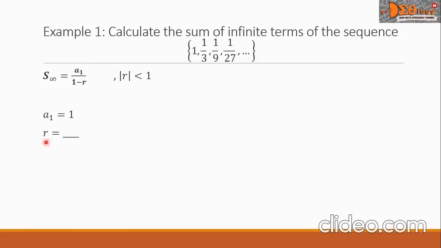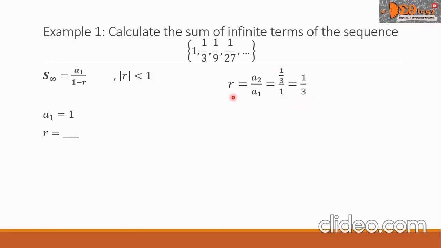Next is r, the common ratio, which is not readily given in the problem, but we can solve for r. We will take any two consecutive terms, putting them in a ratio, and this ratio must be common to all pairs of consecutive terms. Let's begin with r equals a sub 2 over a sub 1, and that is 1/3 all over 1, and this is equal to simply 1/3.